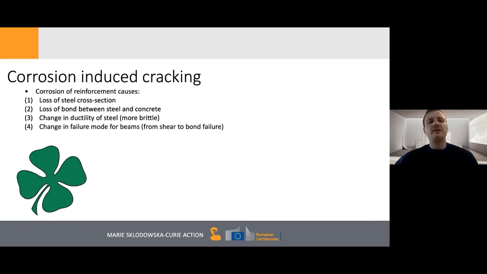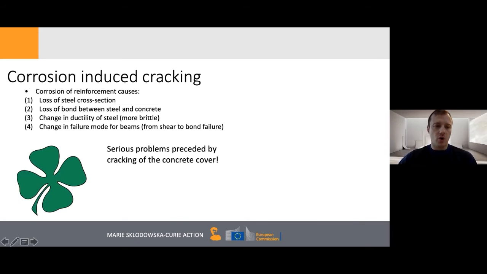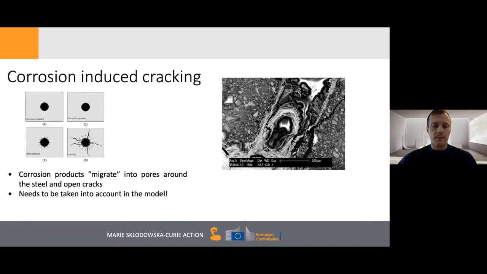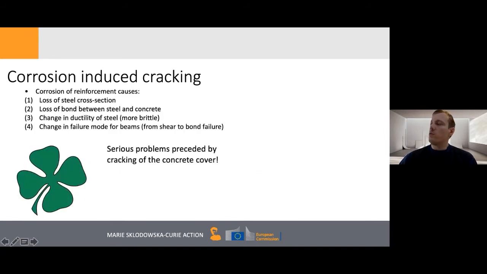But there is a bright side to it. Corrosion is a very common problem, but normally serious problems are caused by reinforcement corrosion. So all three problems here, number 2, 3, and 4, are typically preceded by cracking of the concrete cover. So actually, we already have a warning. If the concrete cover is cracked because of corrosion, typically if we do a visual inspection, we will see this. And if we take action on time, we will not have all of these other problems that I mentioned.